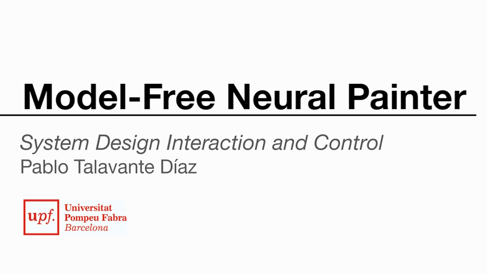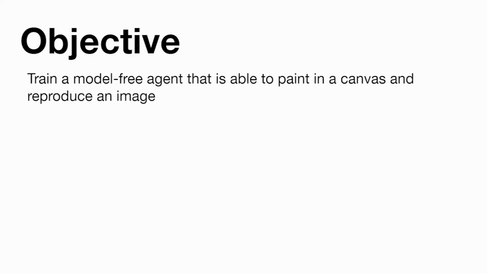This project name is Model-Free Neural Painter. The objective of the project is to train an agent that is able to reproduce images as real paintings are generated, through a series of brushstrokes instead of generating the pixels all at once.